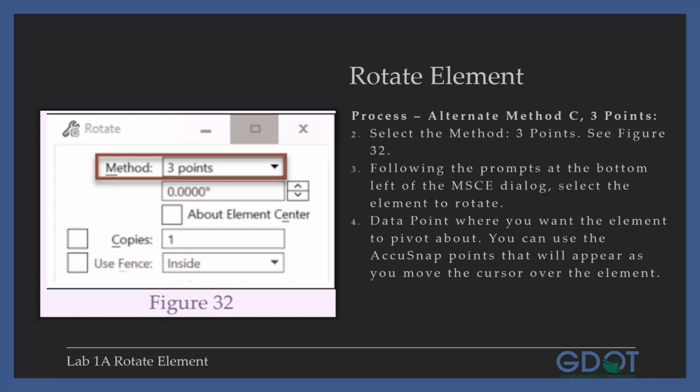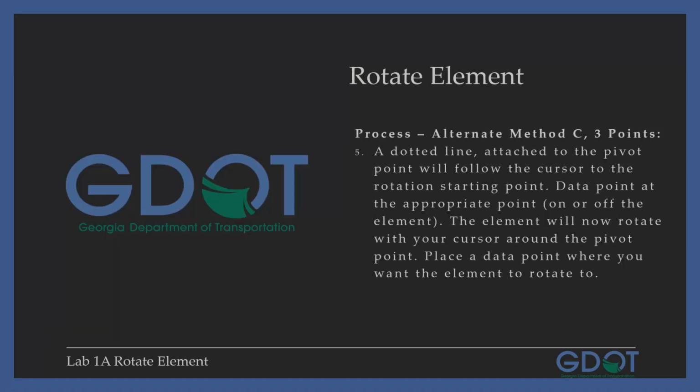Following the prompts at the lower left of the MicroStation Connect Edition dialog, select the element to rotate. Place a data point at the point at which you want the element to rotate about. You can use the AccuSnap points that will appear as you move the cursor over the element. The dotted line attached to the pivot point will follow the cursor to the rotation starting point.